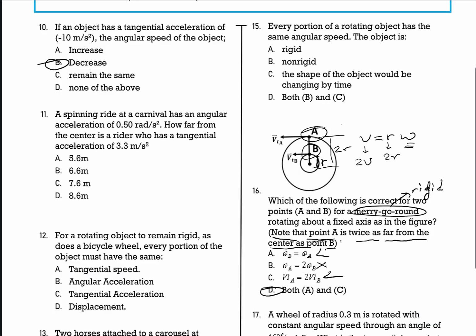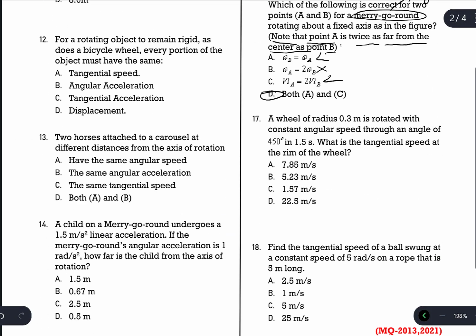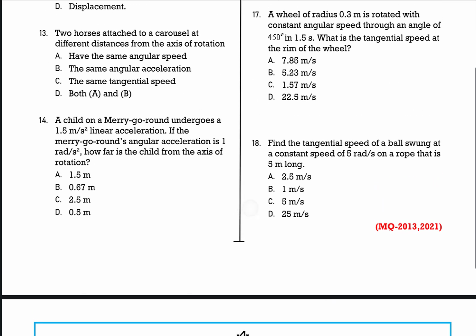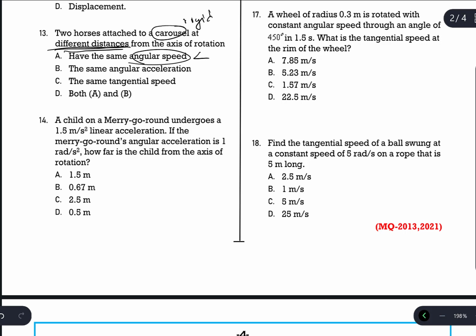After 10, it is 13. Two horses attached to a carousel at different distances. If the horses are at different distances, they follow different circles, so the radii are different. Have the same angular speed? This is correct, because for a carousel which is rigid, every single point will have the same angular speed. The same angular acceleration, correct, because all rotational quantities are the same. Same tangential speed? No, tangential speeds at different distances are different. So both A and B are correct answers here.